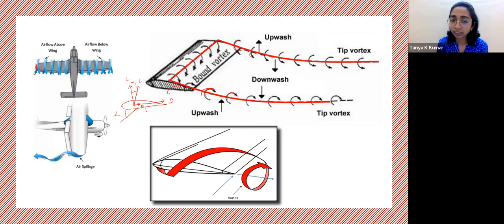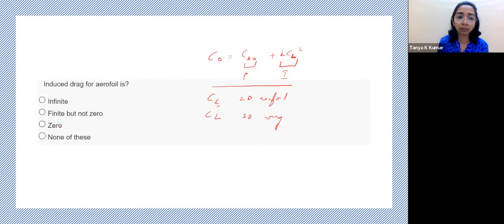induced drag. This will not be there for an airfoil, because for an airfoil there is no tip, and there is no downwash, and there is no vortice generation at the tips. So for an airfoil, the induced drag will be 0.